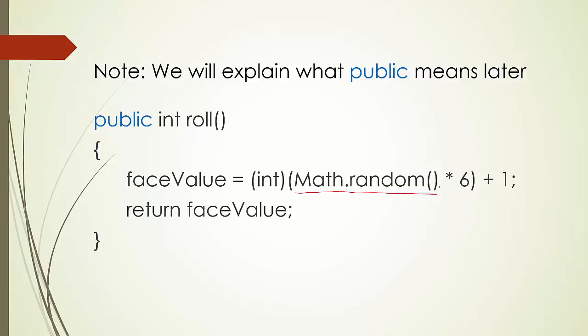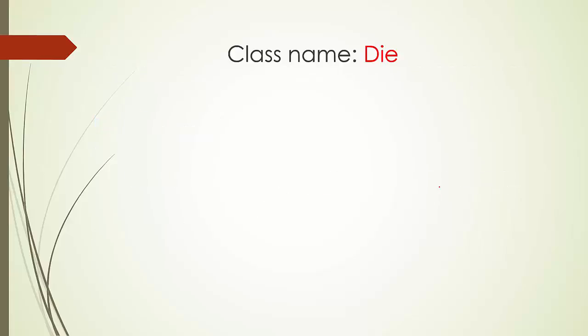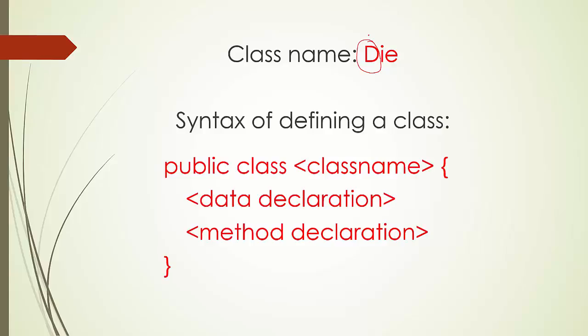We still need to give this class a name. Let's call this class Die, D-I-E. Note that I use capital D for this name. This is a convention. We capitalize the first letter of a class name. Both the data declaration and method definition have to be put inside the class. The syntax of defining a class is as shown.